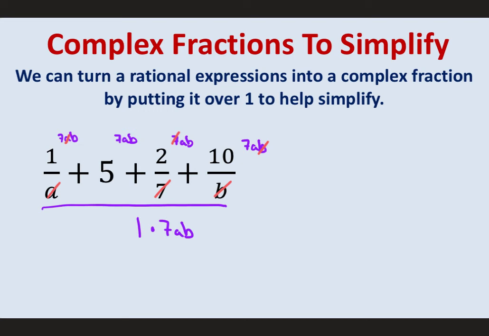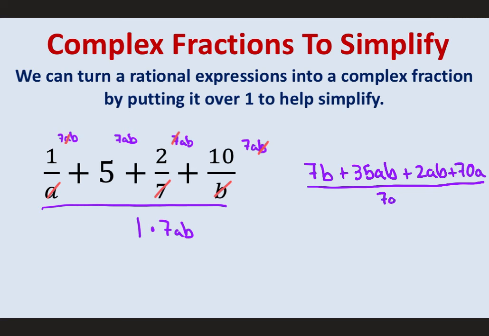1 times 7b is 7b. 5 times 7ab is going to become 35ab. 2 times ab is plus 2ab, and then 10 times 7a is going to be 70a. All of that is over 1 times 7ab is 7ab. Now there is one more thing we can do here.